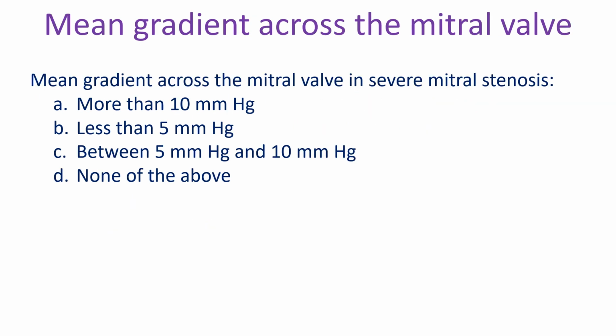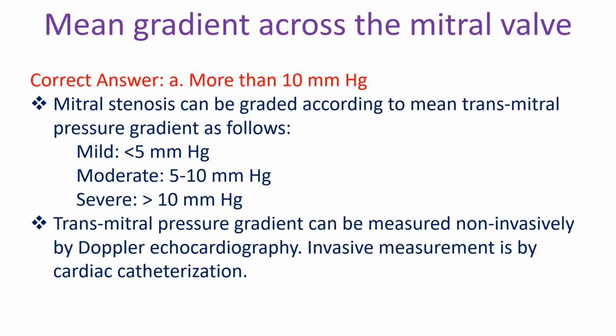Mean gradient across the mitral valve in severe mitral stenosis. A. More than 10 millimeters of mercury, B. Less than 5 millimeters of mercury, C. Between 5 millimeters of mercury and 10 millimeters of mercury, D. None of the above. Correct answer A. More than 10 millimeters of mercury.